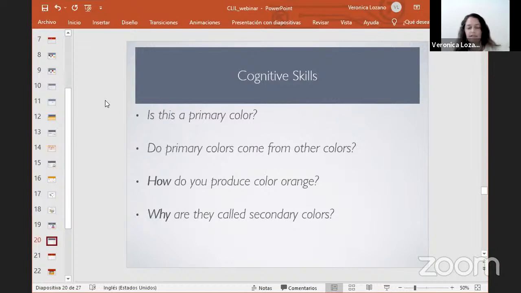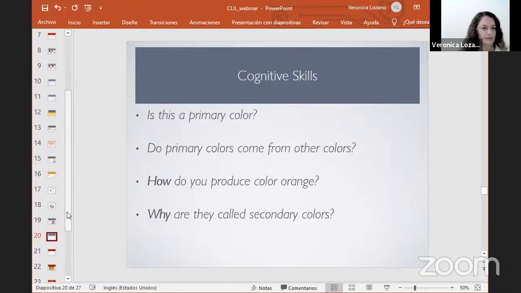So you can use these yes, no questions or questions that require only one word for lower order thinking skills. And questions such as, how do you produce color orange? Or why are they called secondary colors? Questions with why and how address higher order thinking skills.